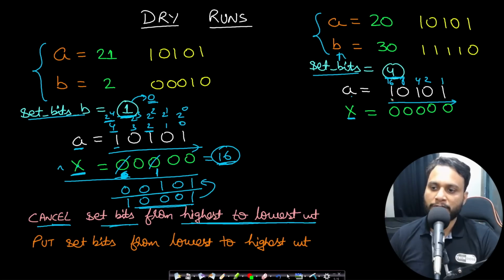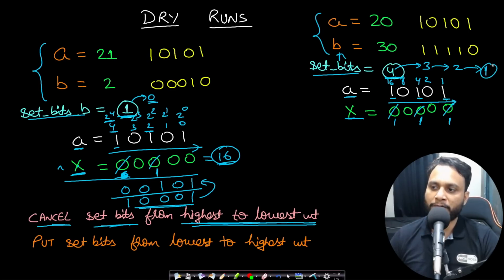So if I find a set bit, I will be placing a set bit at X and reduce the count of set bits by 1. Again, when I find a set bit, I will be setting this bit in X and reduce the count of set bits by 1. Again, when I find a set bit, I will set the bit in X and reduce the count of set bits by 1. Once I am done iterating from left to right, that means we are done cancelling the set bits from the highest to the lowest index. So all the set bits in A have been cancelled out.